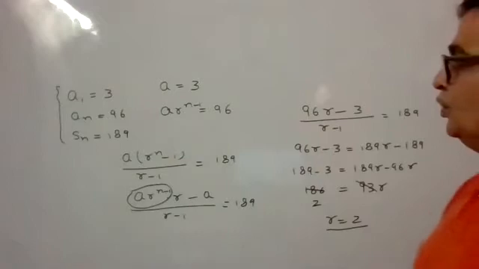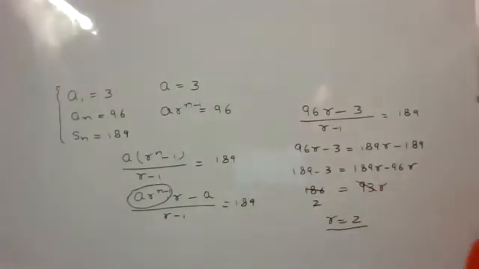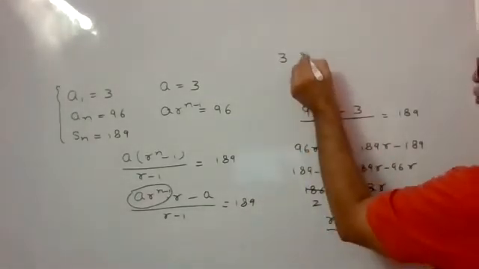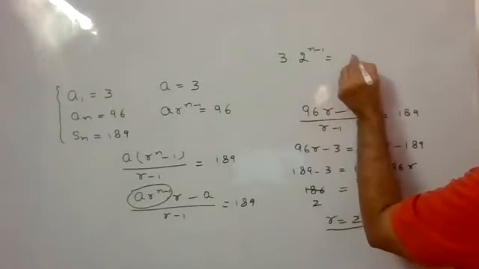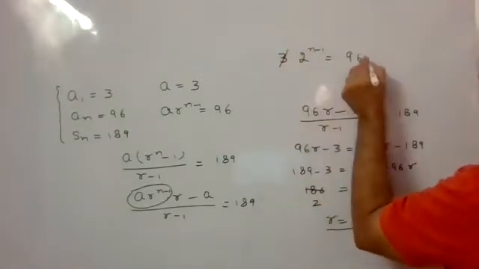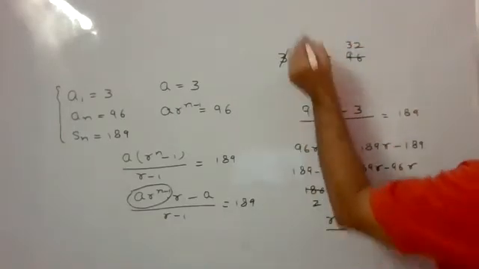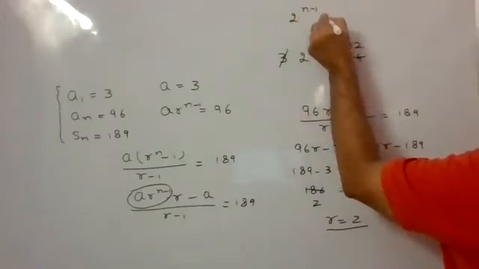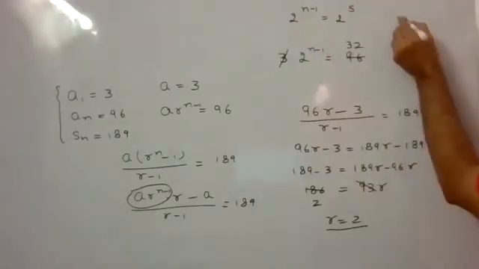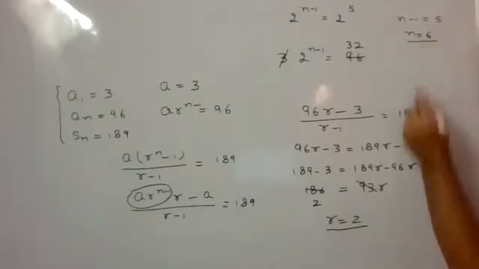And if R is 2, A is there, so I can get N now from this. A is already known, 3. R is 2, so 3 into 2 power N minus 1 is 96. Then 32. What will this be? 2 power N minus 1 is 2 power 5. That means N minus 1 is coming 5, N is coming 6.